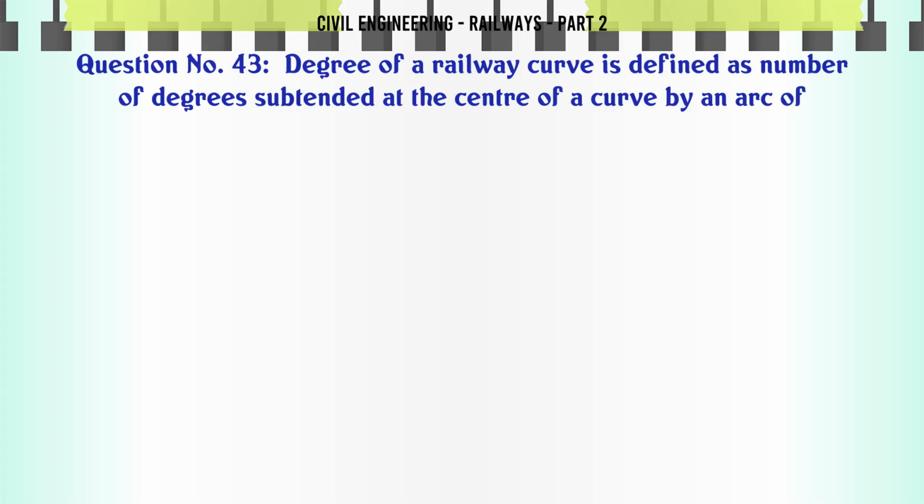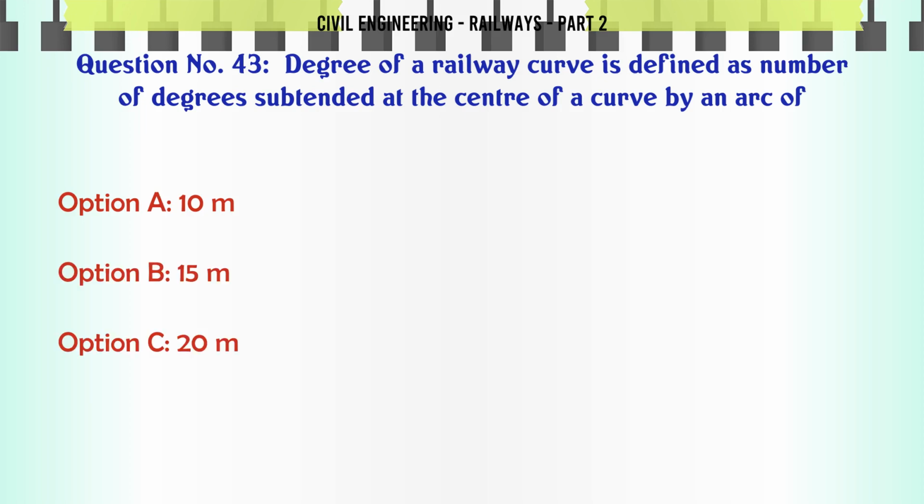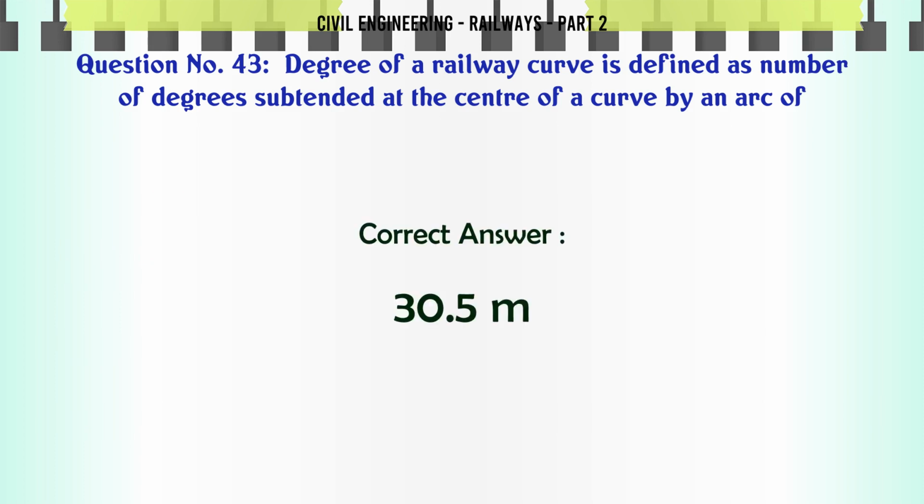Degree of a railway curve is defined as the number of degrees subtended at the center of a curve by an arc of A. 10 m, B. 15 m, C. 20 m, D. 30.5 m. The correct answer is 30.5 m.